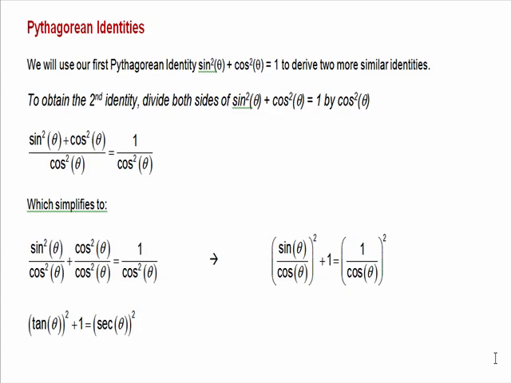And when I do that, I notice that sine theta over cosine theta is tangent, and so I end up getting tangent theta squared, tangent of theta all squared, plus 1. And remember, 1 over cosine theta is secant, so that's going to give me equals secant theta squared, or secant theta all squared. This last line is the second identity. So if I take the tangent of theta and square it and add 1, that should give me the secant of theta squared.